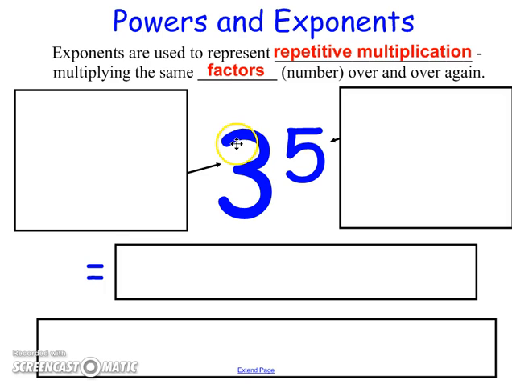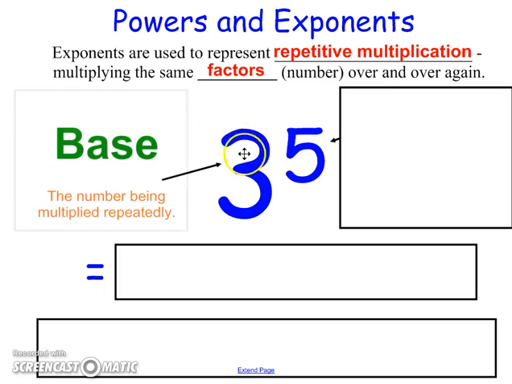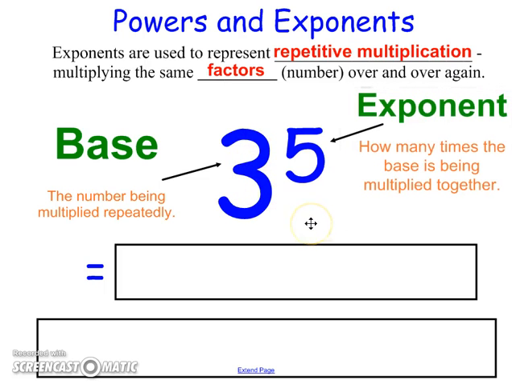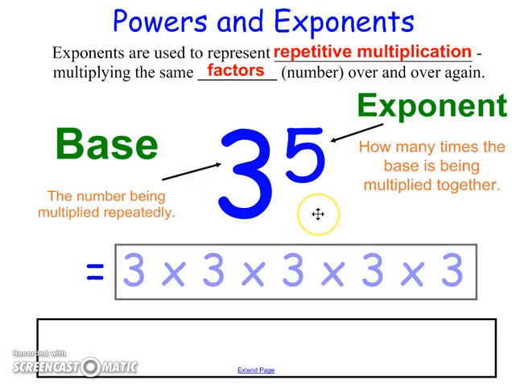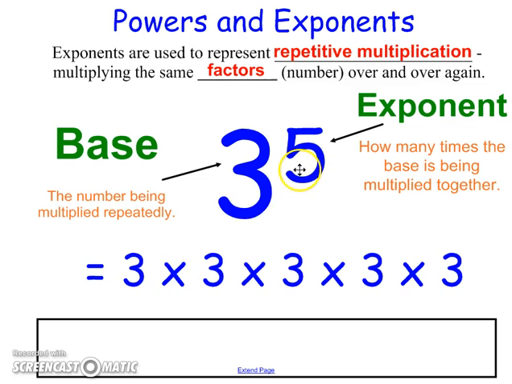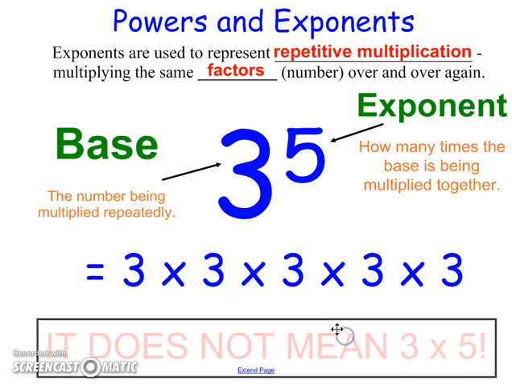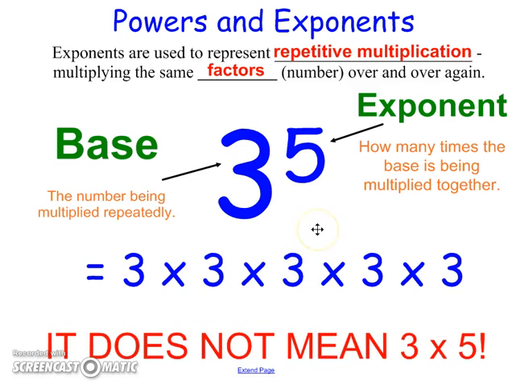Okay, and remember here, and again I'm going to go quick because this is review, we have our base, and that is the number that is being multiplied repetitively, and we have the exponent that tells us how many times that number is being multiplied together. So 3 to the 5th power means 3 times 3 times 3 times 3 times 3. It does not mean 3 times 5. If we wanted it to say 3 times 5, we would simply say 3 times 5.